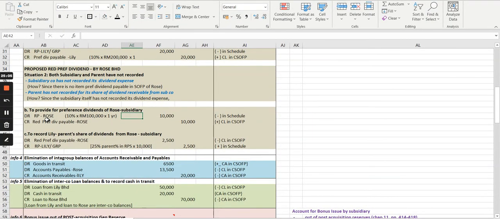Okay, debit retained profit 10% from 100,000. The 100,000 here is the 100,000 of the redeemable preference share, so you have 10,000. It will be adjusted in the retained profit of Rose, which is in the schedule. Credit redeemable preference shares, this will be adjusted in the current liability section later with 10,000.